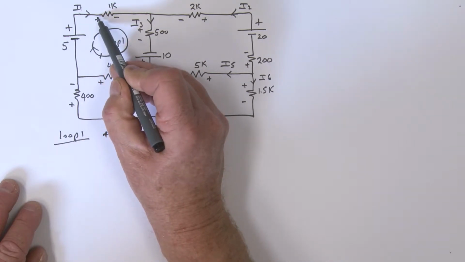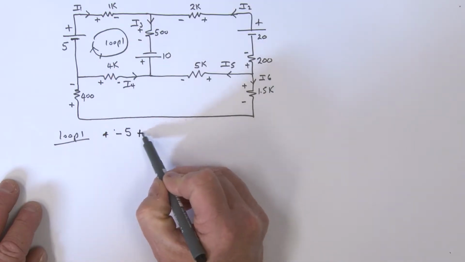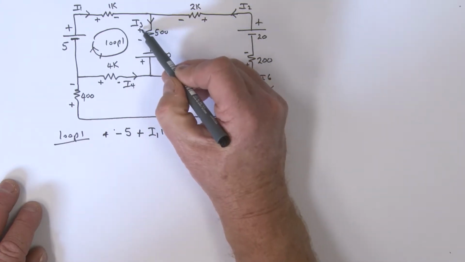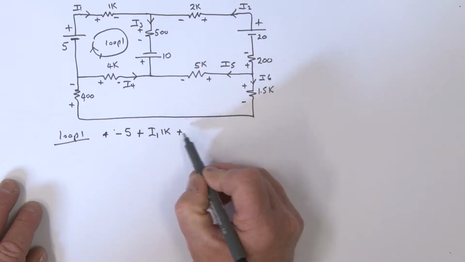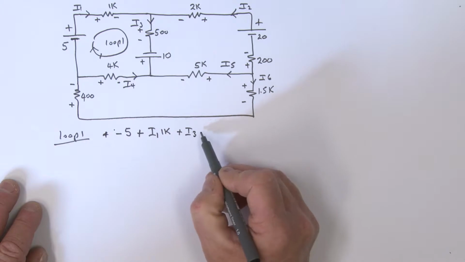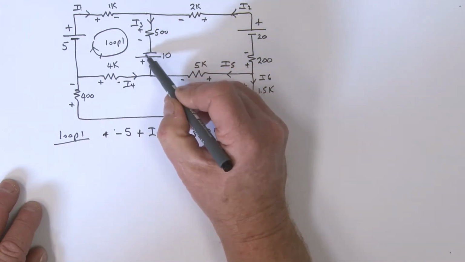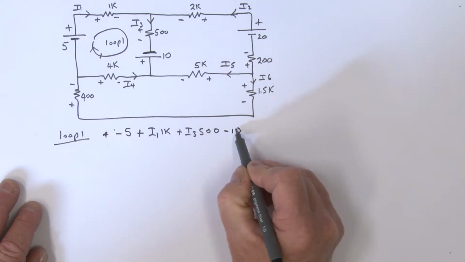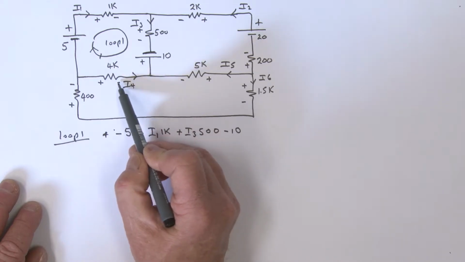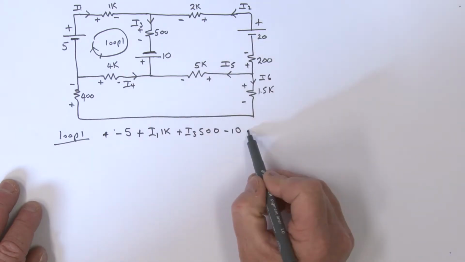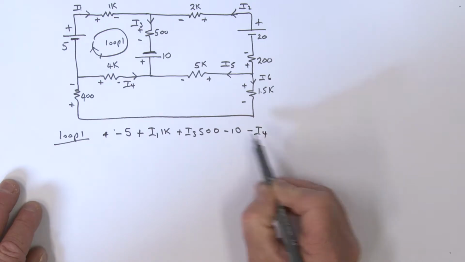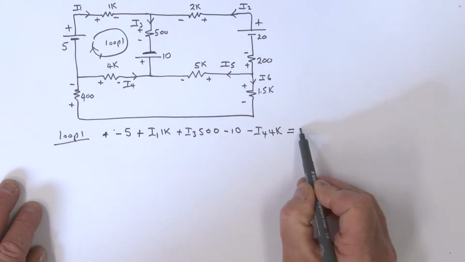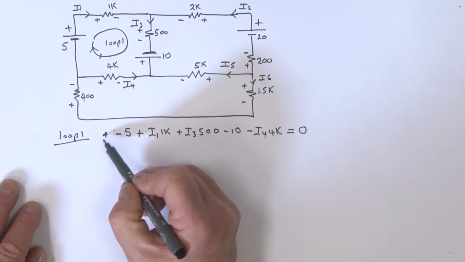Coming across to the next component, I've got the plus first, so that is a plus. That is an I1 times 1K. Coming on round, I've got the plus first, so that is going to be a plus. That is an I3 times 500. And then I've got the power supply here. What am I hitting first? The minus side of that power supply, so I'm going to call that a minus 10. And then coming on round once again, I'm hitting a minus first, and so that is a minus, and that's an I4 times the 4K. And we're right back at the beginning again, so that is all equal to 0. So that's my first loop equation.